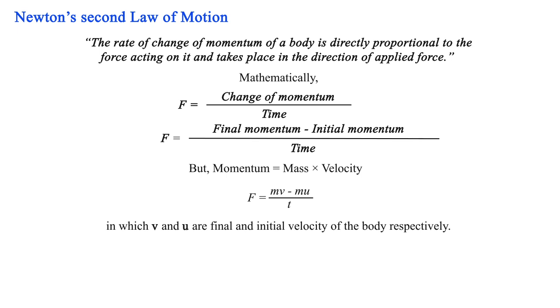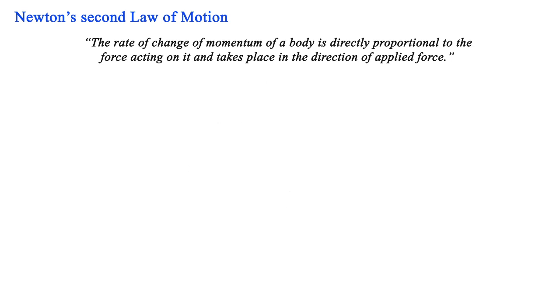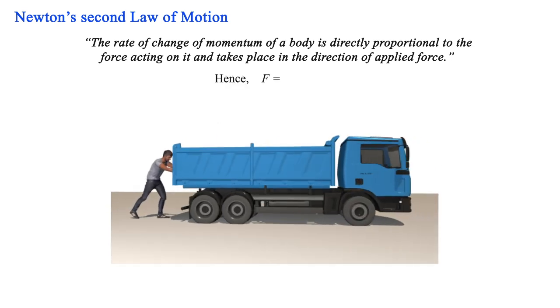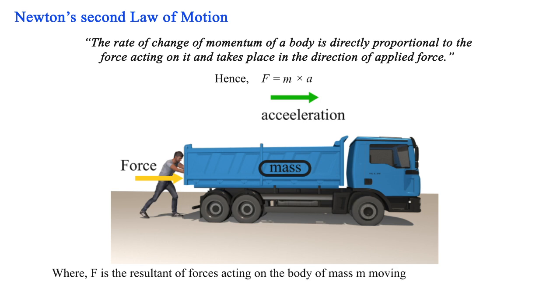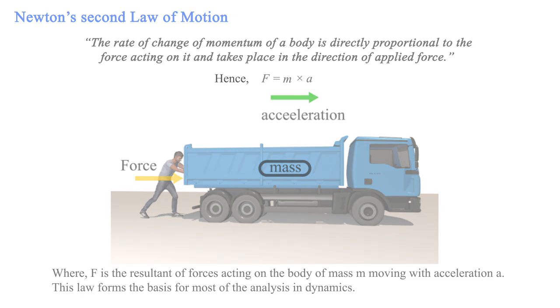We can write the above equation as force F is equal to m into bracket v minus u divided by time t, but change of velocity with respect to time is acceleration. The equation of force can be written as force F is equal to mass m into acceleration a, where F is the resultant of forces acting on the body of mass m moving with acceleration a. This law forms the basis for most of the analysis in dynamics.